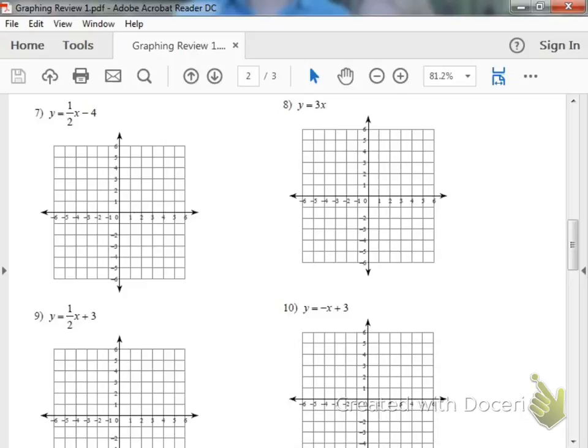Okay, so try to think of numbers that when you multiply it by a half, you'd get a whole number. The way that works is if you use only even numbers. So instead of plugging in 0, 1, 2, this time I'm going to plug in 0, 2, 4. The whole reason I'm doing this is so that I don't have to graph fractions.